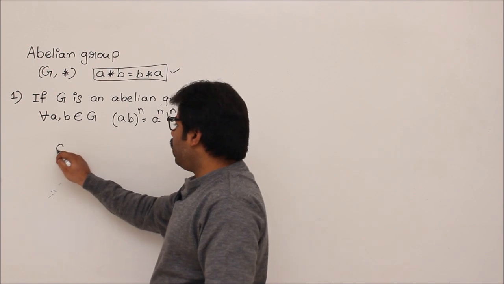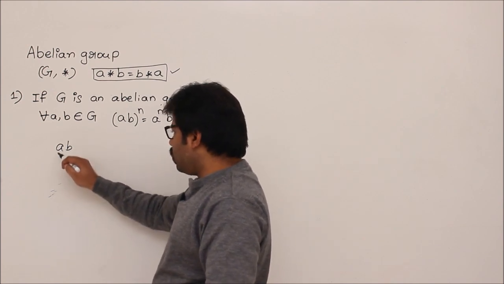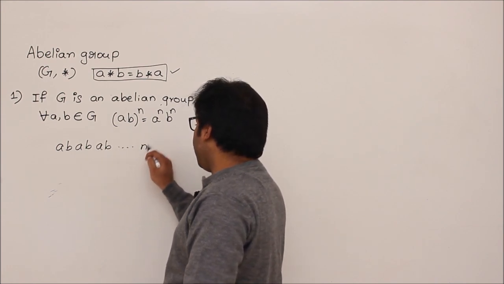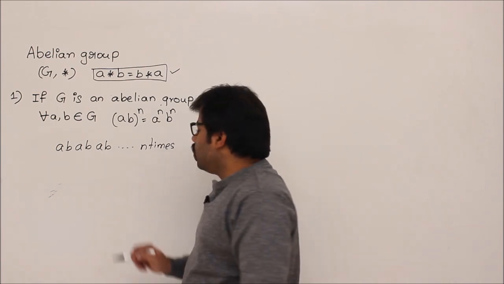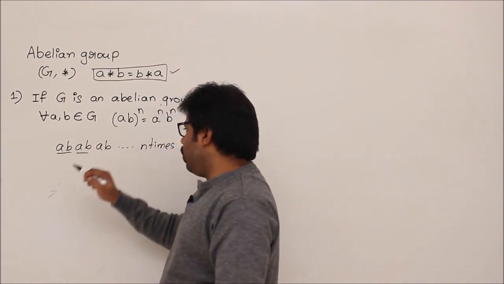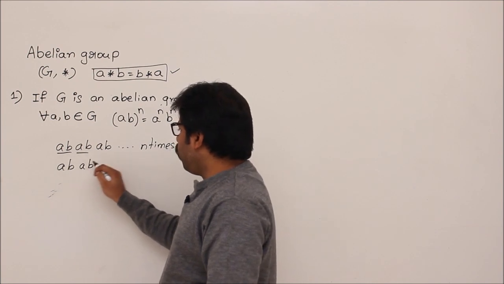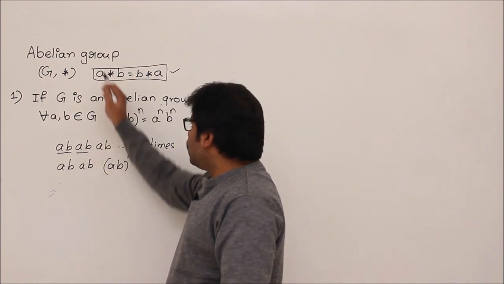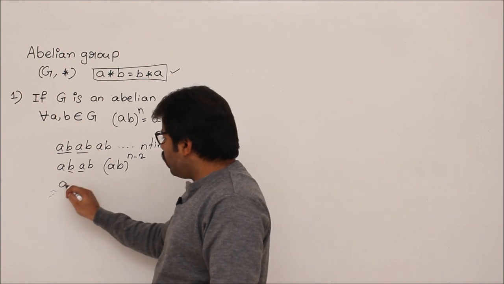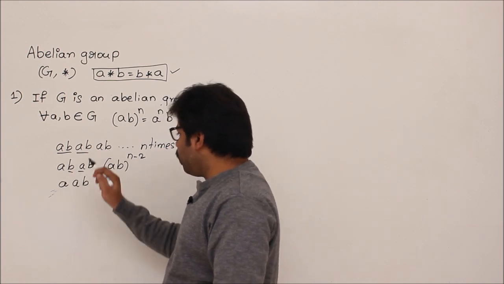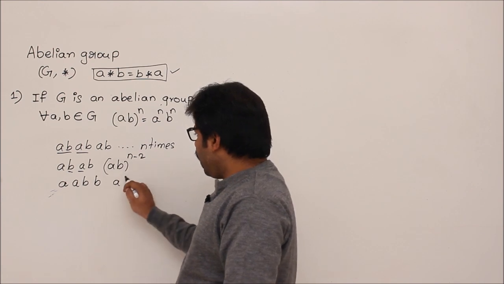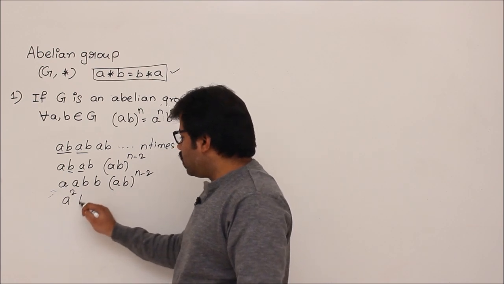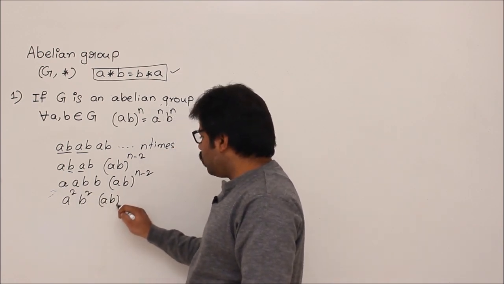Now what is (ab) whole power n? It is nothing but writing ab, where ab means a star b, n times. Let me write it: ab, n times. Here, let me focus on the first two elements, ab followed by (ab) whole power n minus 2. Now we know that it is an abelian group, so b into a equals a into b, correct? Then I can write a into b and b followed by (ab) whole power n minus 2. So it would become a square b square into (ab) whole power n minus 2, correct?